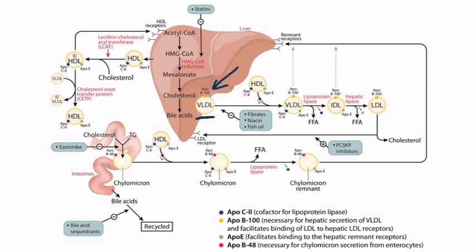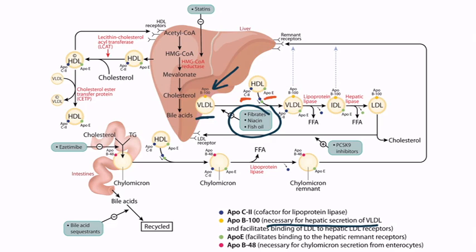You can see that right here. ApoB100 is necessary for VLDL secretion from the liver. From the figure, you can see that fibrates, niacin, and fish oil all inhibit the secretion of VLDL from the liver. After secretion, notice that just like chylomicrons, VLDL picks up ApoE and ApoC2 from HDL. You can see these molecules on the HDL getting transferred to VLDL.